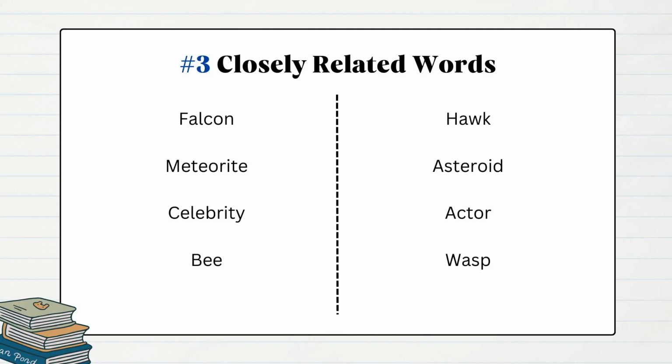Next idea is closely related words. And this is a trap they often play on the LSAT. So they have two words that are very similar, and they try to equate them. And treating them as the same thing is the issue, pretty much, because although they might be closely related, they're technically not exactly the same thing.